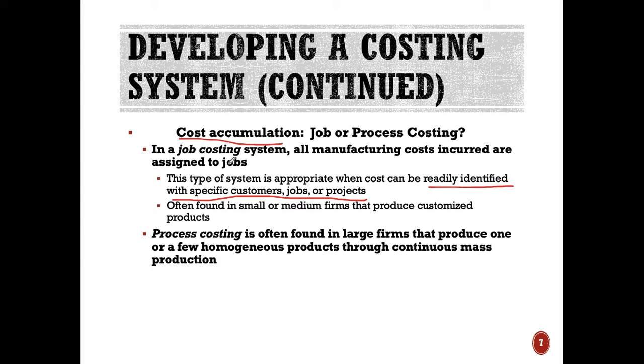Okay, a job costing system is often found in small or medium firms that produce customized products. This one is important: job costing is for customized products. Now how about process costing? Process costing is often found in large firms that produce one or a few homogeneous products. This one is important: through continuous mass production, they use process costing.